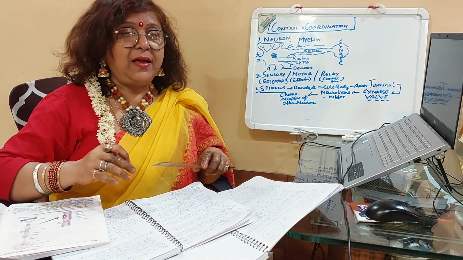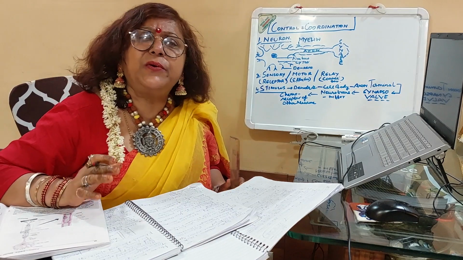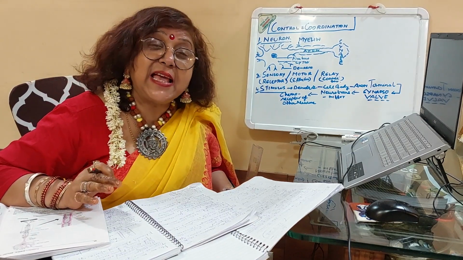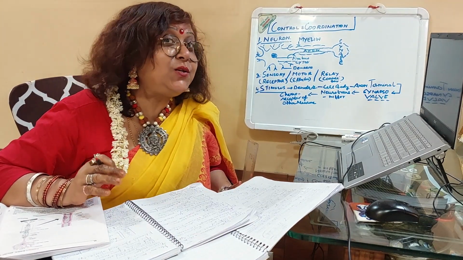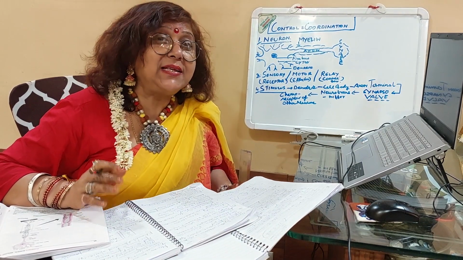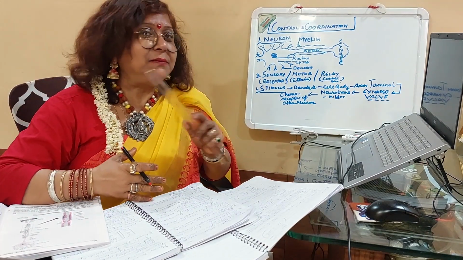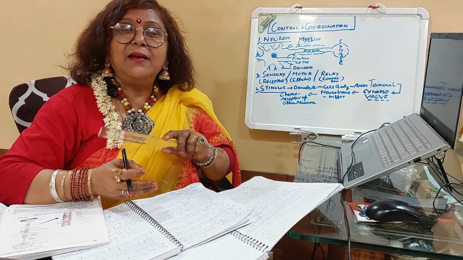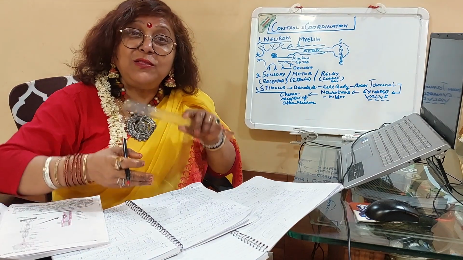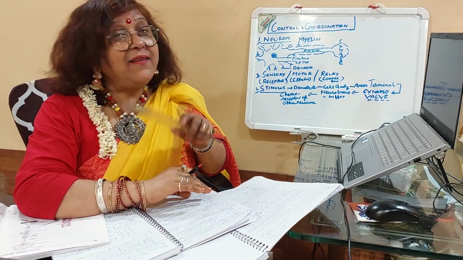Now this neuron in the human body is further categorized into 3 types: sensory neuron, motor neuron, relay neuron. Now this sensory neuron, as the word tells you, sensory tells you something related to sense organs. So in your junior classes, there are 5 sense organs: eyes, nose, ears, tongue, skin. Now these are the sense organs. On these sense organs, the sensory receptors are there.